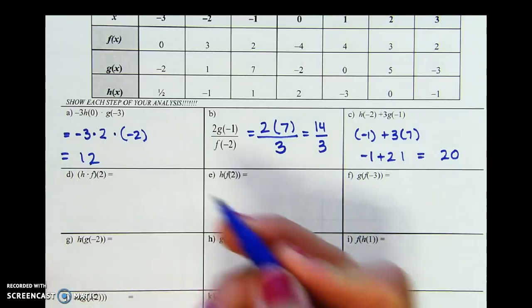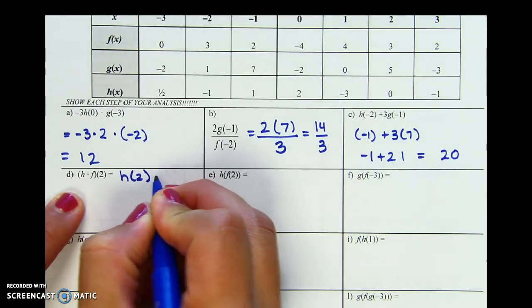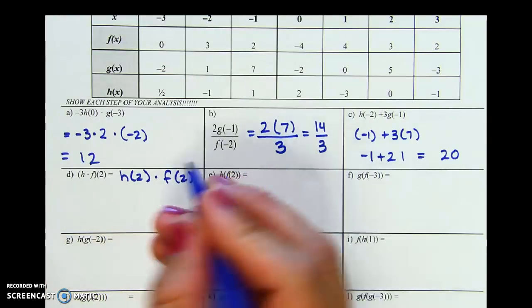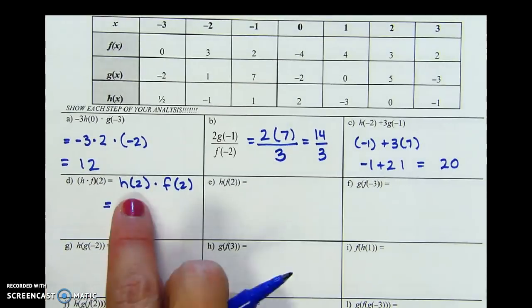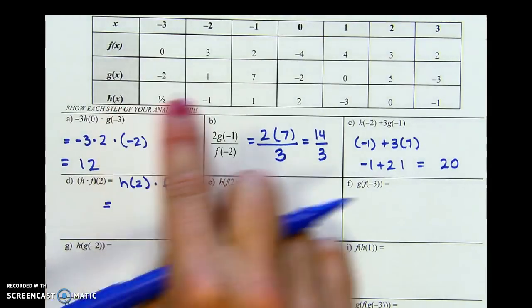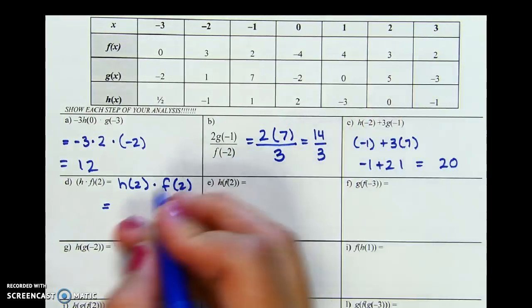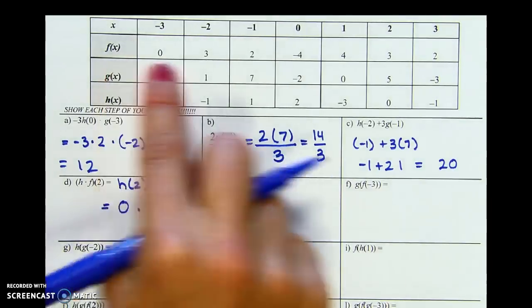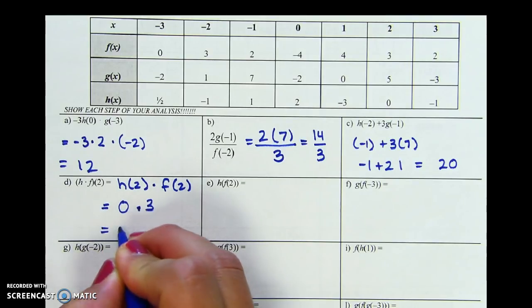Okay, careful here. This is a dot, so we're going to multiply h of 2 times f of 2. And if you're bored, just wait. On E, it's going to get exciting. H of 2 is 0. And what's f of 2? F of 2 is 3. What's 0 times anything? 0.